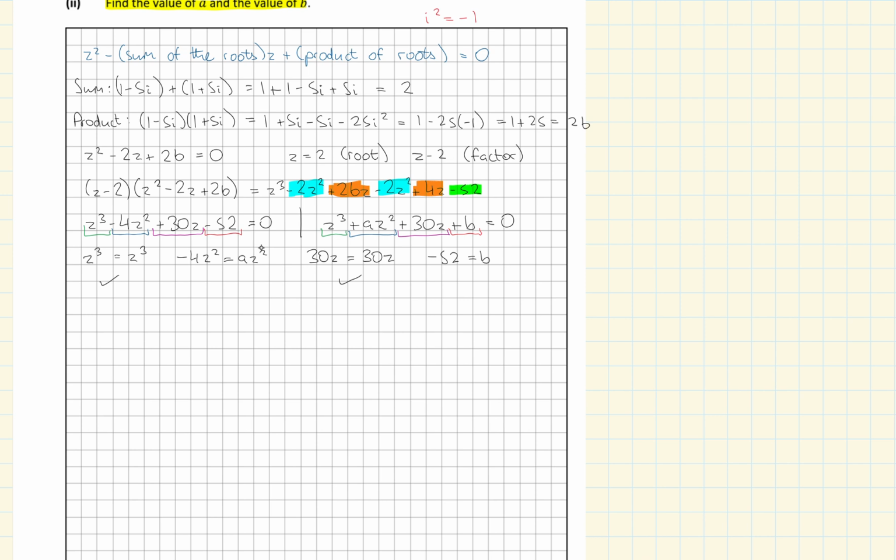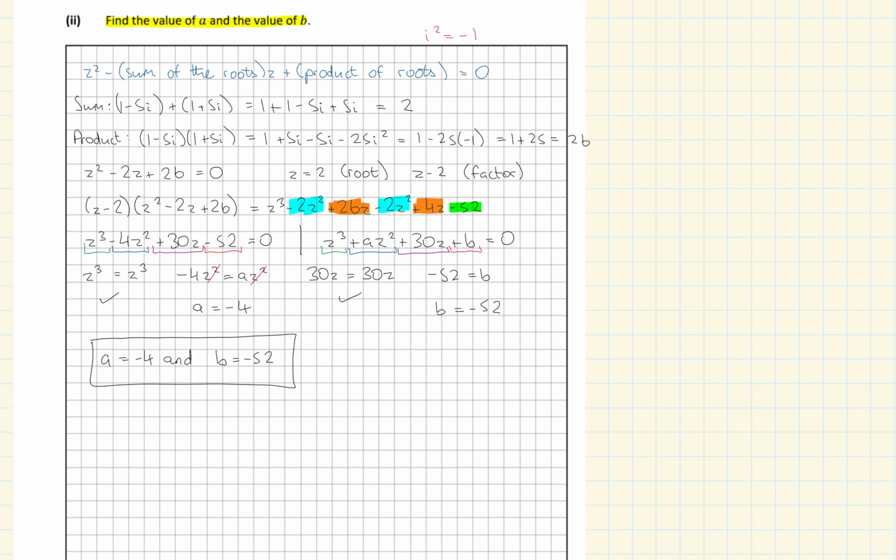So here we have z squared and z squared in common. We can drop that. We get a equals minus 4, and then here we have b equals minus 52. So just at the end, a equals minus 4 and b is equal to minus 52. And that's that question answered.